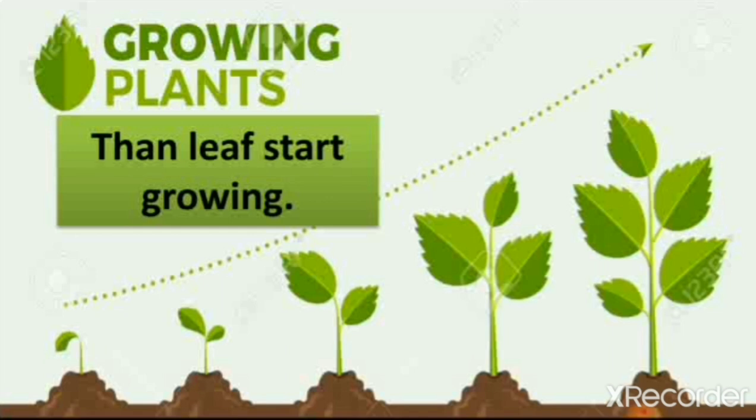As I told you yesterday, you can't grow a big tree directly. First you grow a small little plant, then it becomes a big tree. So it is the growth of the plant. You can see the arrow going from down to up, that shows you the growth of the plant. So how a leaf grows you can understand now.